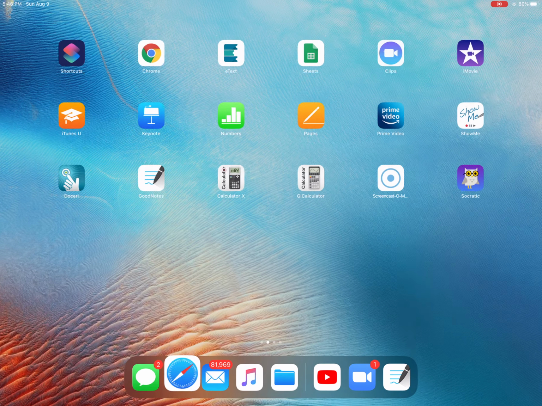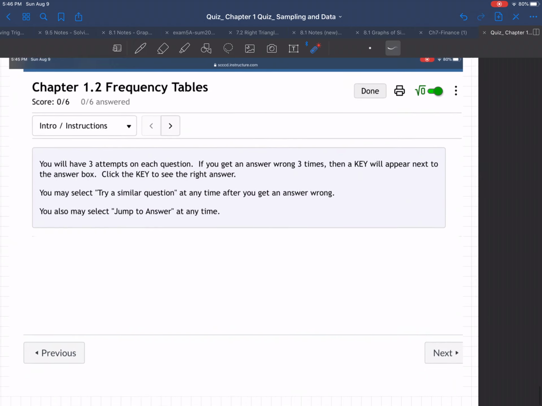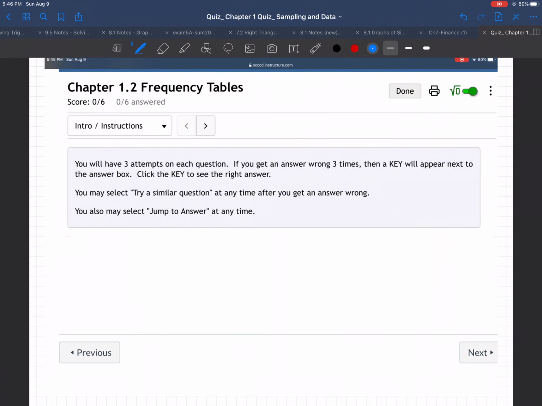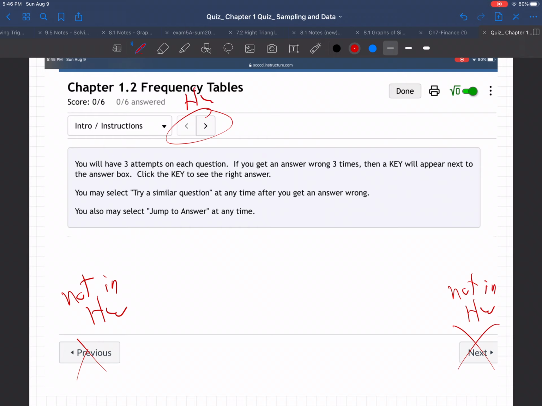By the way, let me mention one more thing back here. Do not use these to navigate. This is not in the homework. Don't use these. Use these. This is the homework navigation. If you click this or this, it'll jump you out of the homework system into some other place in the Canvas course shell. We don't want that.